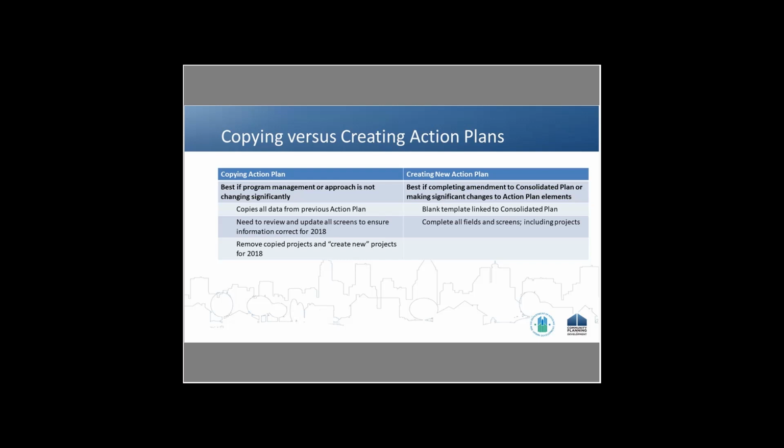For creating a new action plan, if you're making an amendment to your consolidated plan or you're making significant changes to your action plan, maybe you're adding new goals and removing some goals, creating a blank template may be easiest, and this will require you to go through and complete all the fields and screens. Everything will be blank, and you'll be adding all of that information in for 2018.